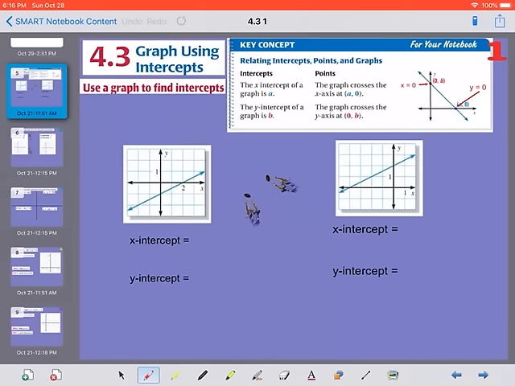Today we are doing lesson 4.3, which is graphing using intercepts. An intercept is simply a place where the line crosses the y-axis or the x-axis. So we're going to look at where our line crosses both of those axes.